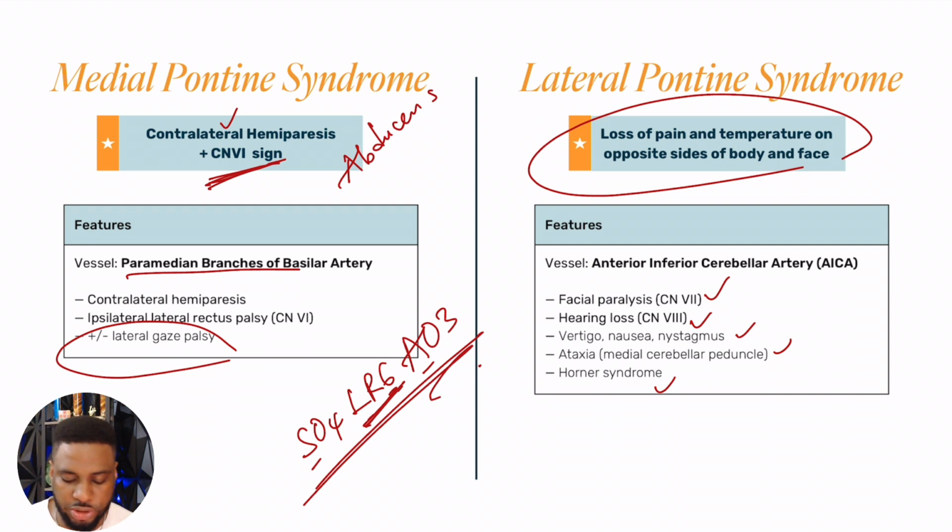I'm far more interested in facial paralysis and hearing loss. When you have a patient that looks like they have a brainstem stroke and they have facial nerve paralysis or hearing loss, you are probably looking at lateral pontine syndrome. The artery is the anterior inferior cerebellar artery.